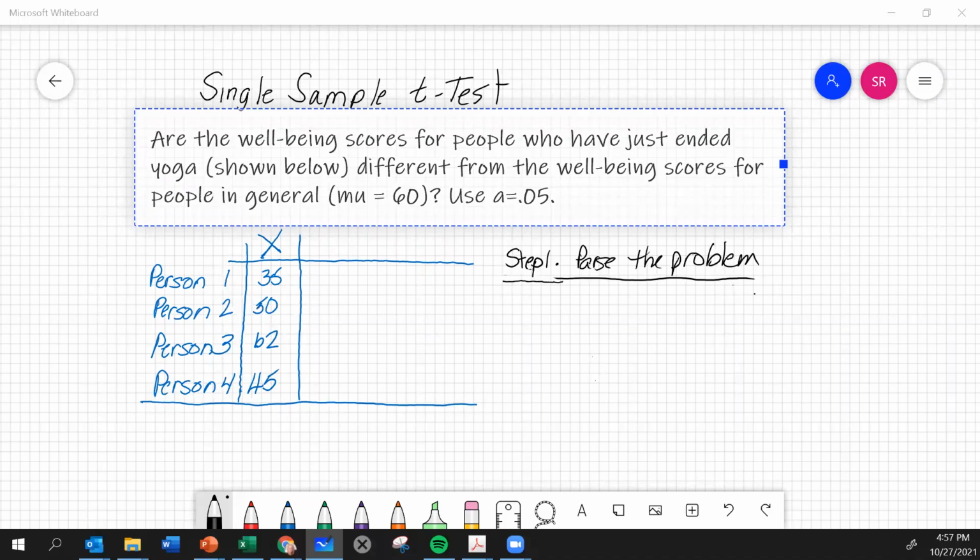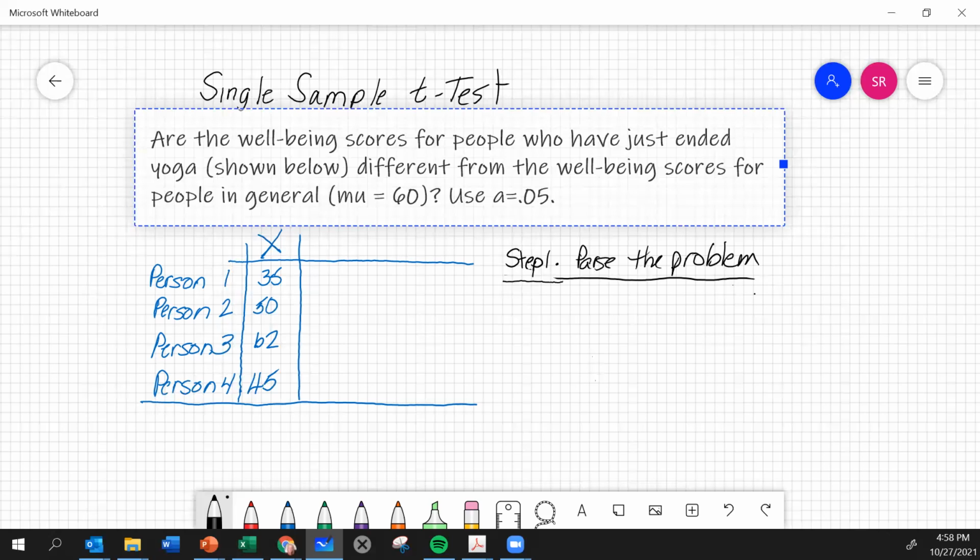We are going to work through an example of the single sample t-test, which is a statistical test comparing a mean for a sample drawn from a population with the mean scores for that population in a situation where the standard deviation is unknown. The problem reads, are the well-being scores for people who have just ended yoga, shown below, different from the well-being scores for people in general? Mu equals 60. Use alpha equals 0.05.